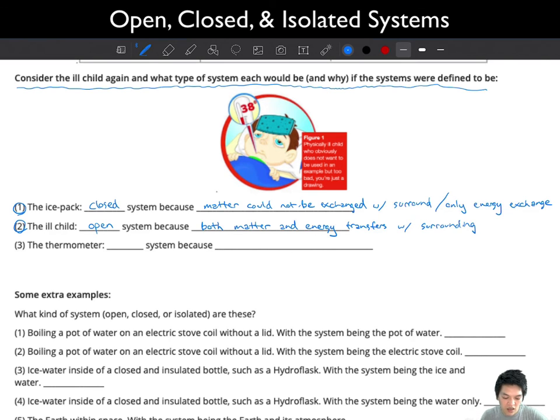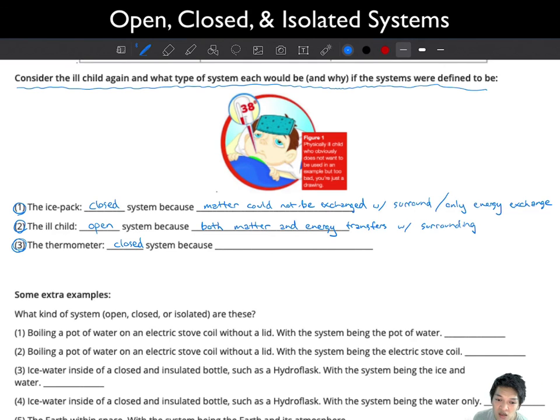Okay. The last example, when we talked about when the thermometer itself was the system and everything else was the surrounding. Well, the thermometer was only able to increase in temperature in that example, right? So since the thermometer is in the kid's mouth, the kid, being really high in temperature, transfers that heat energy into the thermometer.